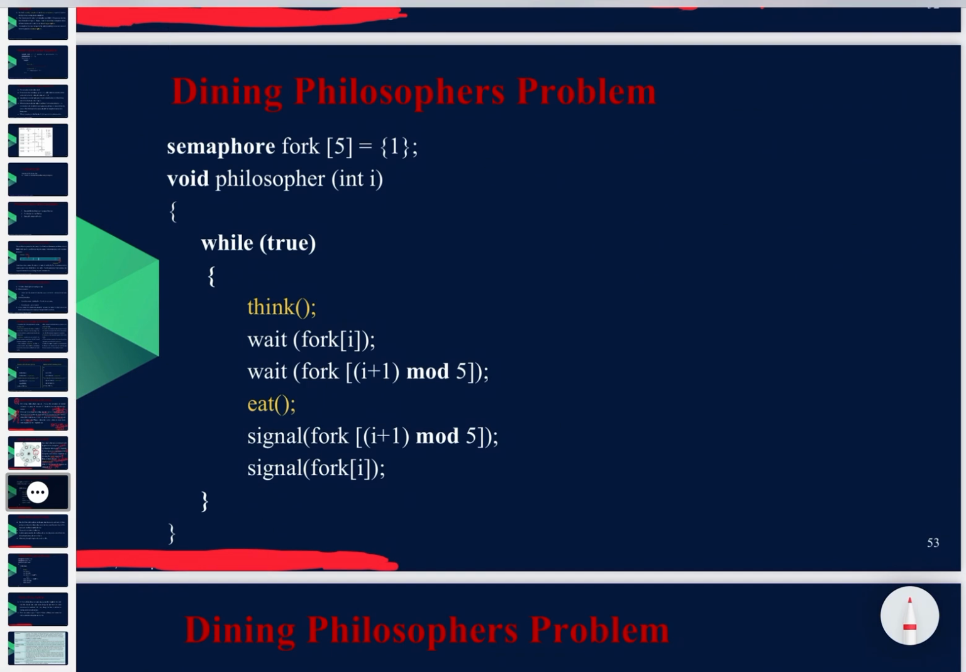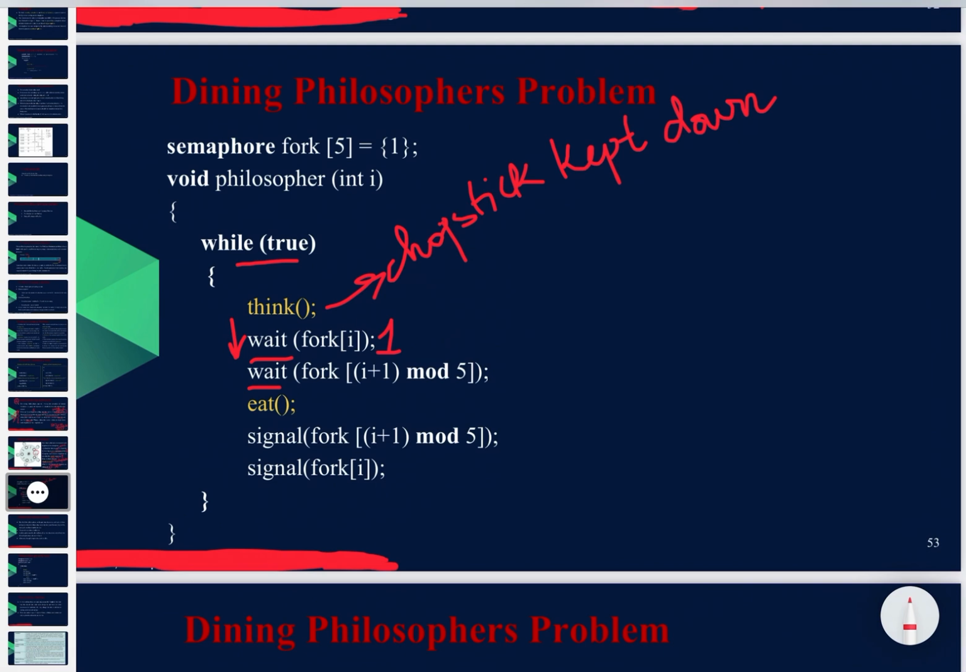Now the dining philosophers problem states that if the semaphore fork[5] is 1, what will you do? If the condition is true, first, that means the philosopher is thinking. When the philosopher is thinking, what happens? Chopsticks will be kept down. Now the philosopher performs the wait operation. Once you perform the wait operation, the value is decremented because the philosopher wants to use a chopstick.